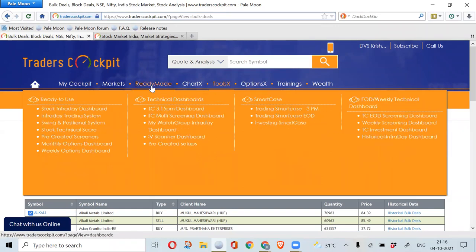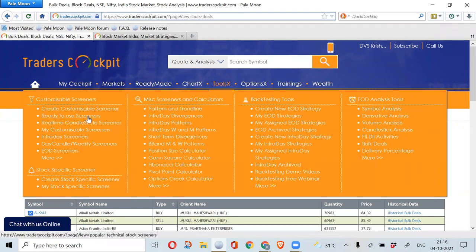So let us have a quick recap. Like we have gone to ready-made and then we have seen intraday. In intraday trading system, stock intraday dashboards, and my watch group intraday dashboards. And for positional trades, we go for swing and positional trading system, which will be helpful for us to look for stop loss, first target and second target on positional trades. And then we have seen under toolsets ready to use screeners with all the ready-made conditions, and then customizable screeners with all the conditions which we can create and then save the screener for our notification alerts as well. So these are all the most important tools for our equity analysis.